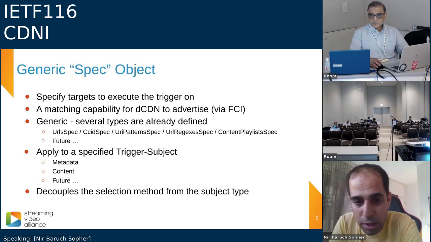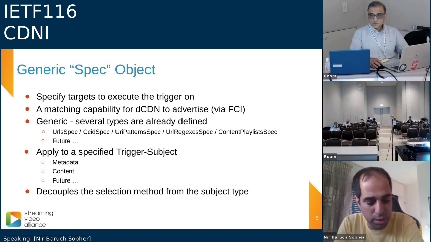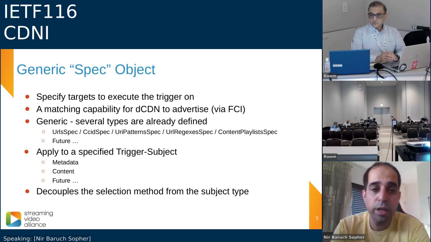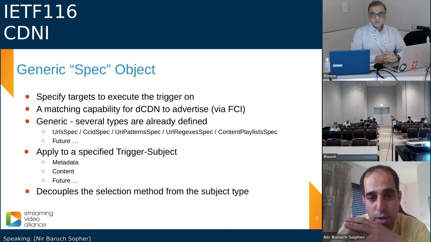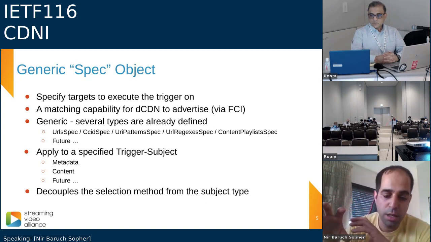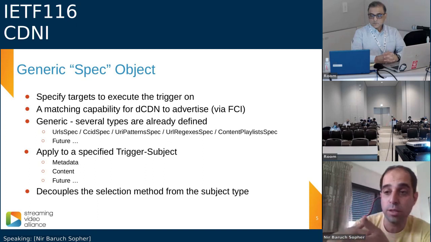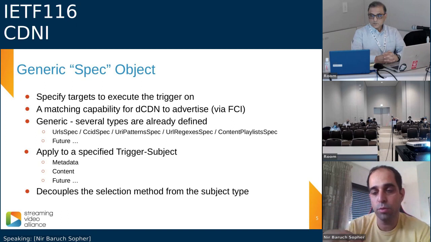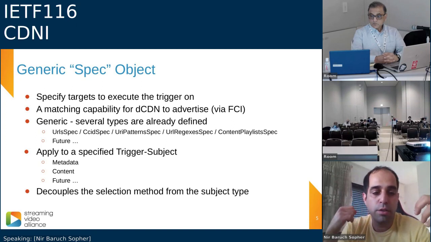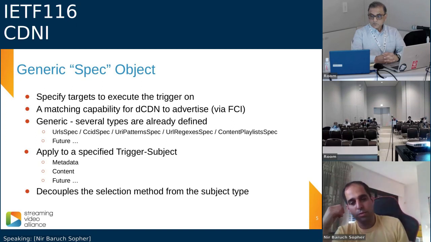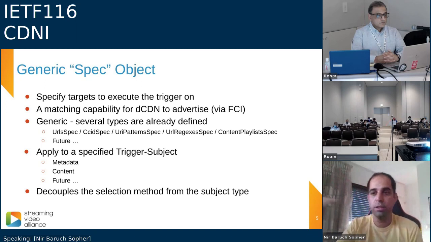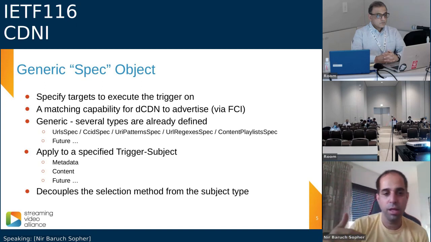And one additional thing: if you remember in the previous slides above, we had a metadata URL property and a content URL property. Here we decouple the way we select the target to run on, via URLs, via regexes, etc., and the subject we run on. The subject can be metadata or content or something else in the future. So basically, this decoupling allows us a matrix of trigger spec type and subject type.